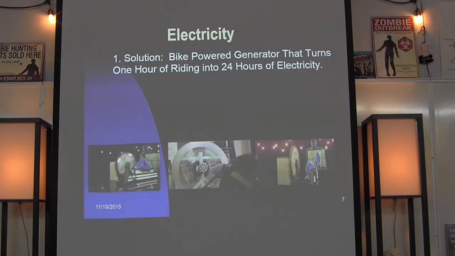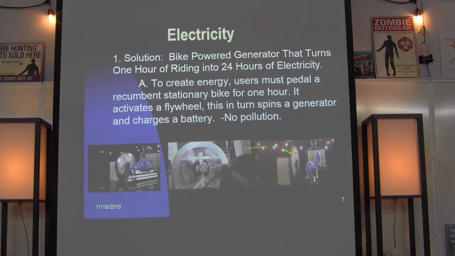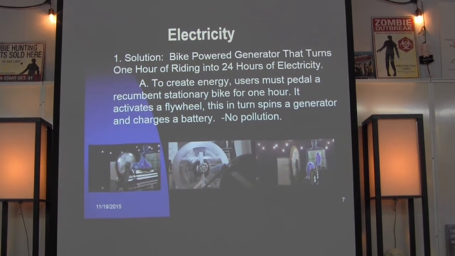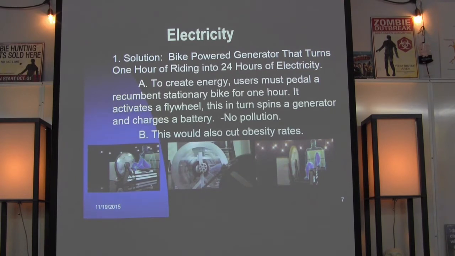So electricity, solution, a bike power generator that turns 1 hour of riding into 24 hours of electricity. This is the prototype right here. So to create energy, users must pedal a recumbent stationary bike for 1 hour. It activates a flywheel. This in turn spins the generator and charges the battery. No pollution. So, for example, you get on the bike, do it for an hour, that gives you 24 hours of power to use, charge your cell phone or whatever it might be that you need. This is taken from this month, 2015.